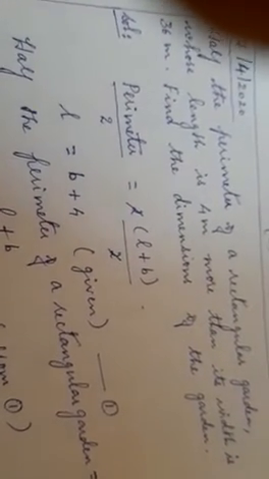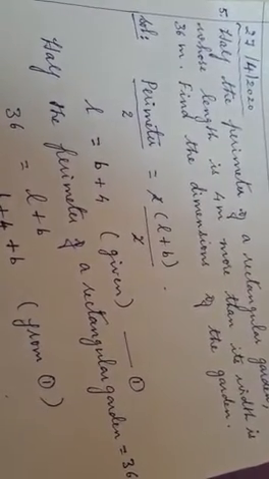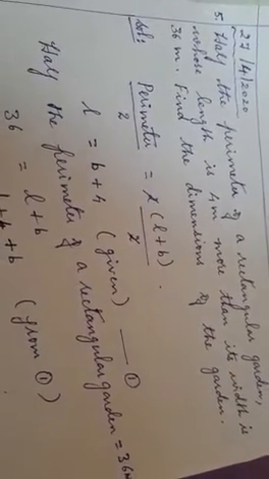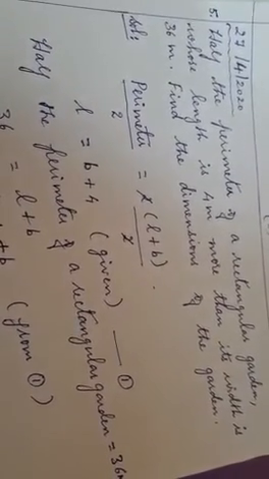Today we are going to solve the fifth problem in exercise 3.2. Half the perimeter of a rectangular garden whose length is 4 meter more than its width is 36 meter. Find the dimensions of the garden. The dimensions are nothing but the length and breadth of the garden.